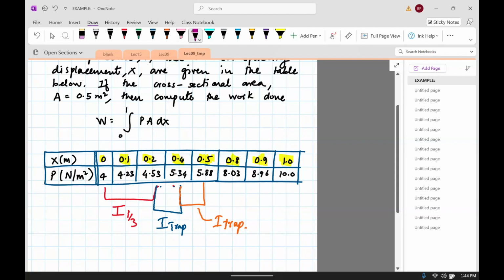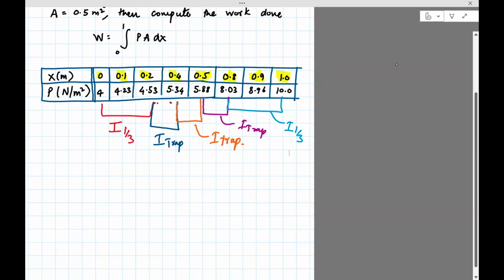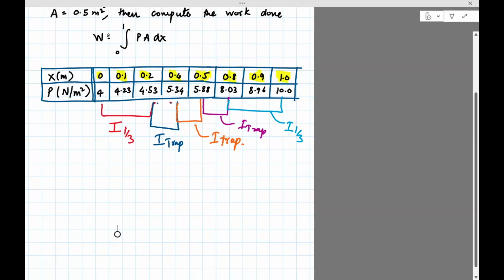Next, we'll look at 0.5 to 0.8. Again, it looks like you need to use trapezoidal, right? Then we have 0.8, 0.9, 1, which is good. We have 3 points, and with 3 points we can use Simpson's 1/3 rule. So we'll take the last bit and use Simpson's 1/3. Okay, so that's the key thing. Once you identify what you're going to use, you can now start writing a formula.